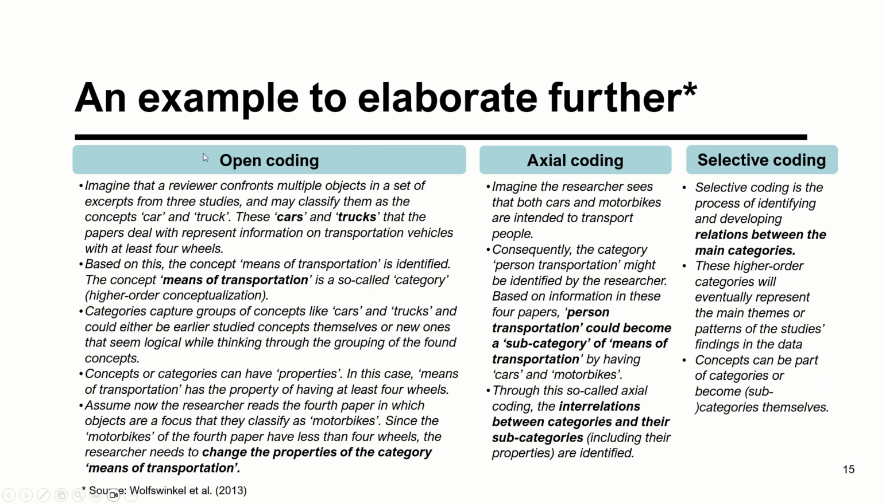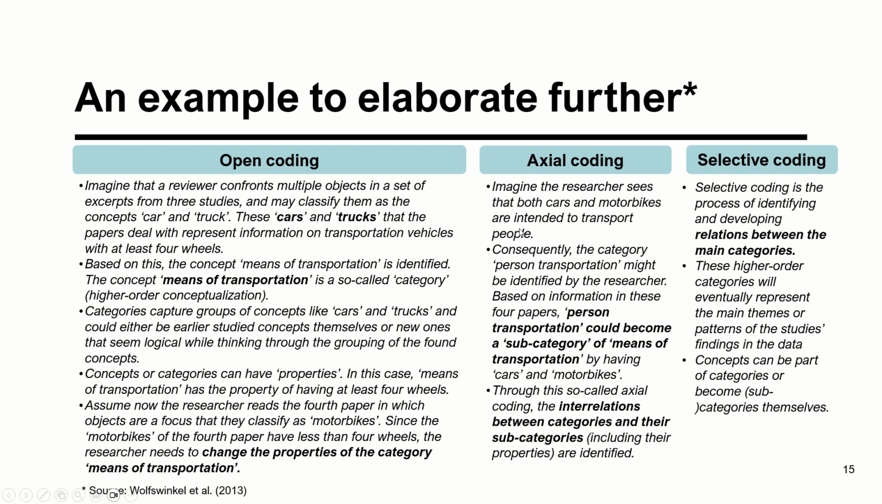So try and absorb the slide. What is happening over here is that you're reading through these articles, you will find that there are cars and trucks. Those are some of the aspects that are emerging in the open coding stage. Now, when you go into axial coding, the concept means of transportation is a so-called category. So now the category is that higher order conceptualization. Means of transportation is what is identified as a concept. It's a so-called category at a higher order conceptualization stage.